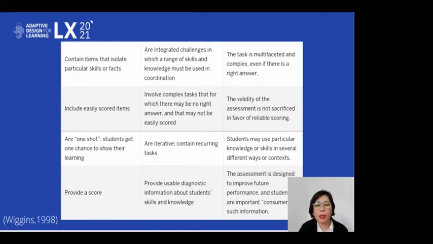And then for typical test questions, they are one-shot, or students get one chance to show their learning. Whereas authentic assessments are iterative. They contain recurring tasks. And then typical test questions provide a score. For authentic tasks, they provide usable diagnostic information about student skills and knowledge. So in our rubrics, we indicate meets expectations, exceeds expectations.